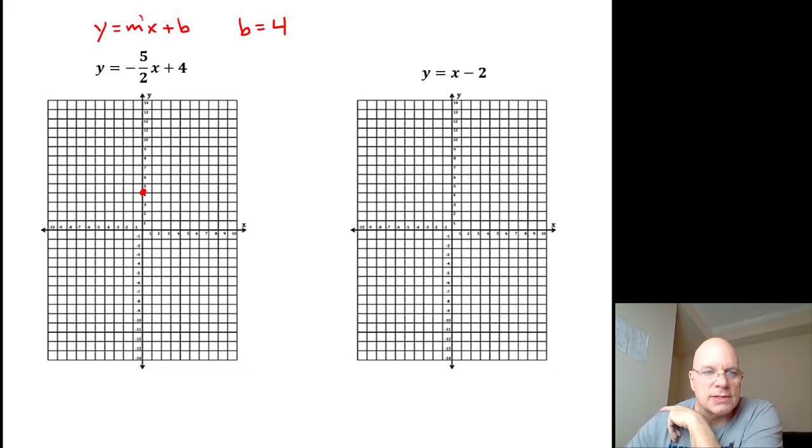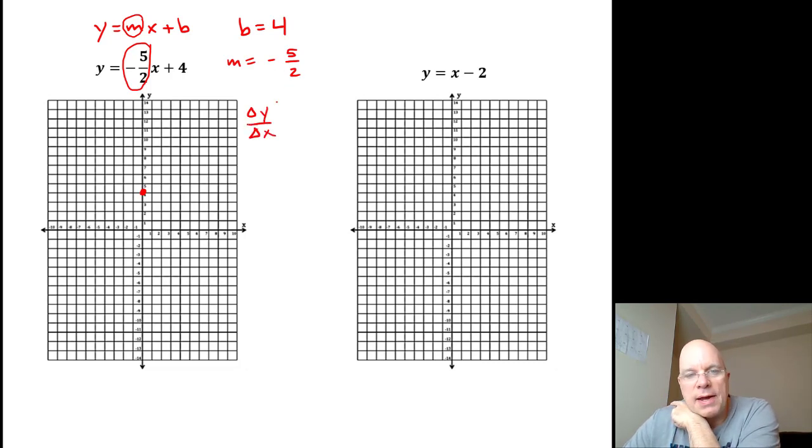M, in this case, is negative 5/2. So delta y over delta x. Now here's the thing about a negative fraction. I can write it 2 ways. I can write it as negative 5 over positive 2, or I can write it as positive 5 over negative 2. Because negative divided by positive is negative, and positive divided by negative is negative. I can't write it as negative 5 over negative 2 because negative divided by negative is positive.